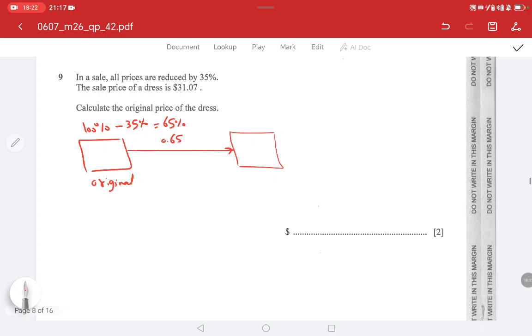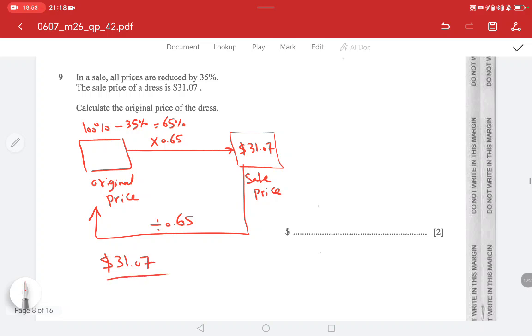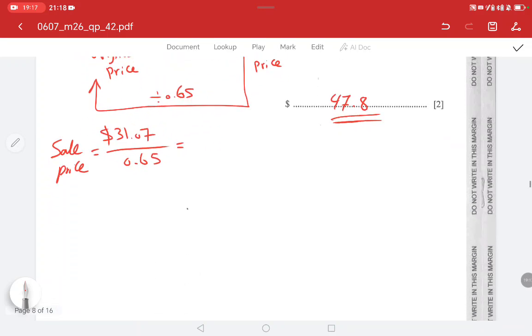So if you have the original and you want to find the sale price, you multiply by 0.65 to give you this 31.07. But here it's the reverse. You have this one and you want to go back to find the original. So in this case, you will not multiply by 0.65, you divide by 0.65. So it will be 31.07 divided by 0.65. Calculating that, the answer is 47.8.